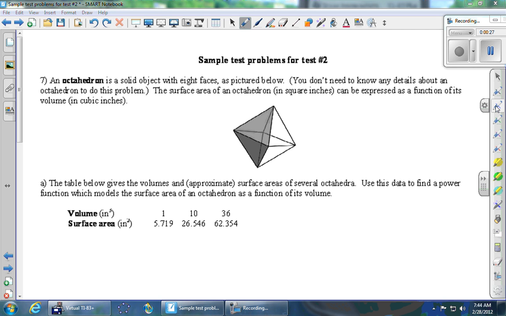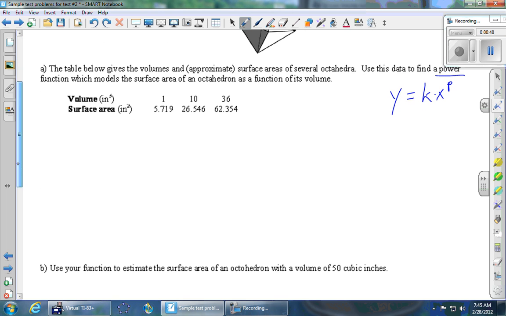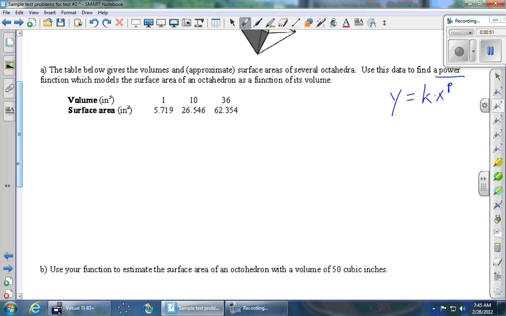Use this data to find a power function which models the surface area of an octahedron as a function of its volume. Okay, so power function normally is y equals k times x to the p, where k and p are the unknowns that we're after. In this case, it's the same idea. We're just going to change the letters a little bit. Here we're interested in a power function which gives you the surface area. So I'll call that thing S, surface area, as a function of its volume: k times v to the p. So that's our starting equation.